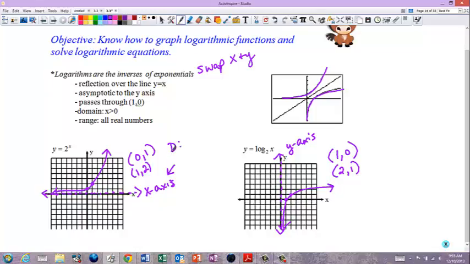The domain of the exponential graph is all real numbers. Therefore, the range of the log graph is all real numbers because you're swapping x and y. Domain's x, range is y, so I swapped them. The range of the exponential graph is y is greater than 0, so the domain of the log graph is going to be x is greater than 0. And this is just my new parent graph. This is the parent graph for logs.